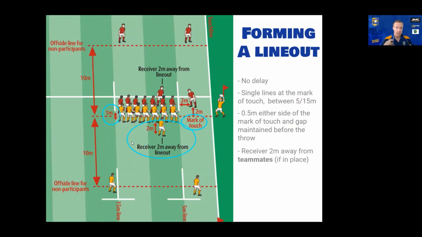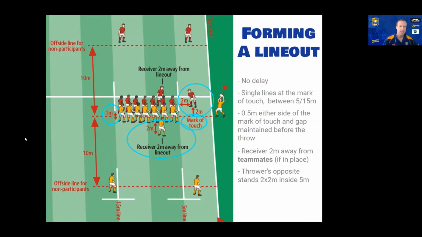The receiver, if it's in place or they choose to have one, they have to be 2 metres away from the line out. So that's the players in the line out, not the mark of touch. They can't stand 5-6 metres back, sort of in no man's land. They can't be right up in amongst their teammates either. There must be a clear 2 metre gap between them and their teammates.